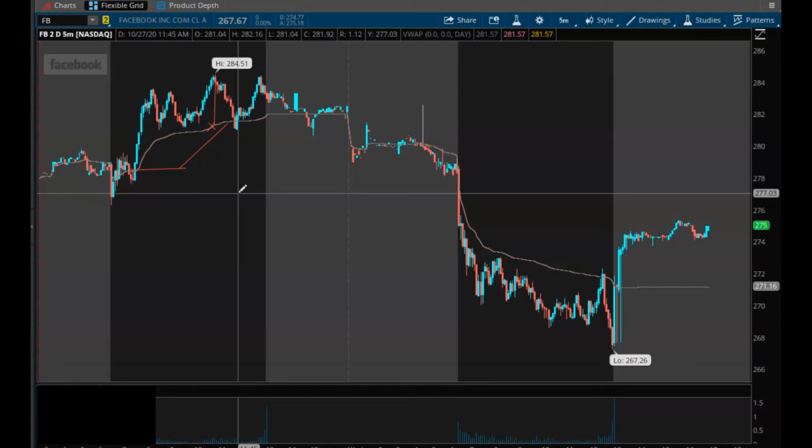The next is if you're trying to enter something and you've missed that initial point, rather than chase, which almost always results in losing, let the thing come back to the VWAP. Rather than chase a short, let it bounce back up to the VWAP and then try to enter from there. That's how you want to use one as an exit and the other as an entry.